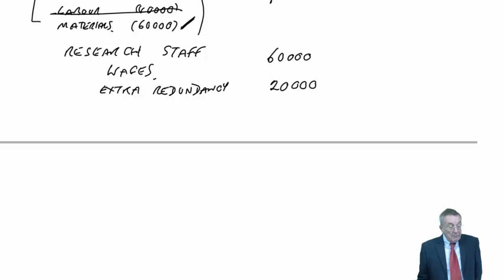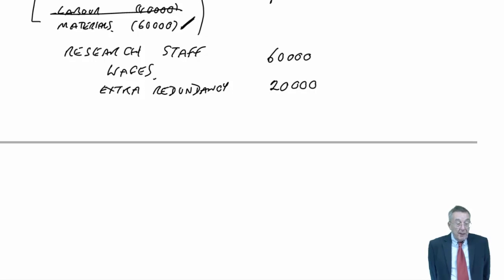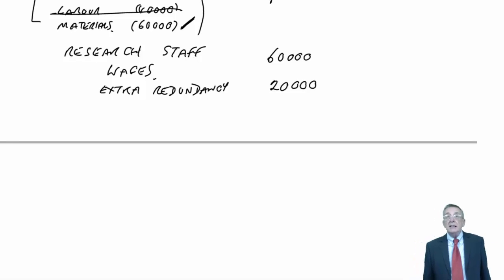Next one, equipment. The project uses a special microscope which cost 18,000 3 years ago. Irrelevant. We've already spent that money. It was 3 years ago. We've spent that 18, whether we continue or we don't.